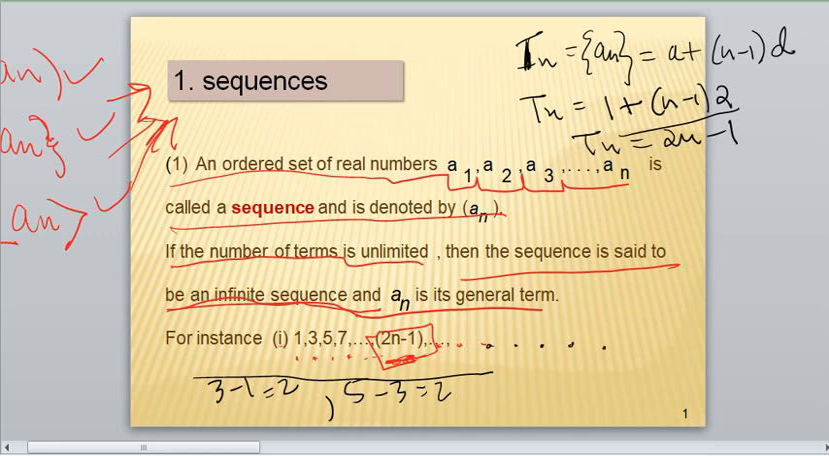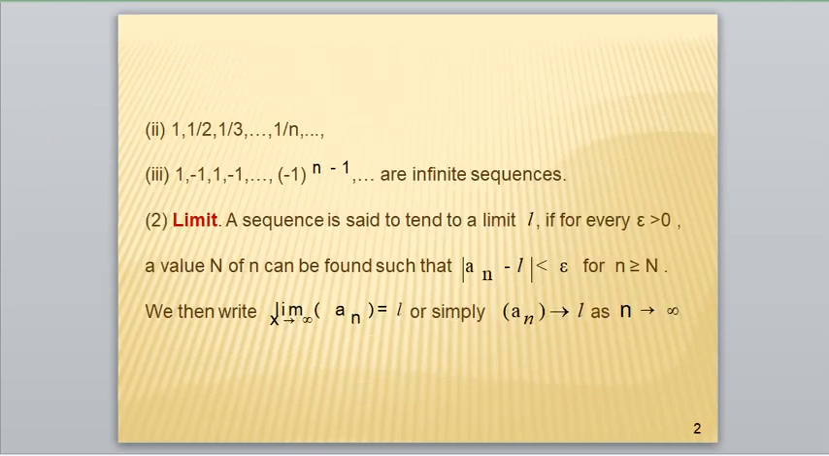Now let's go on to our next slide. Let us analyze this sequence as well. You can see this sequence is also an infinite sequence. Why? Because you can see these dots continuing. These dots mean this sequence will continue until infinity.